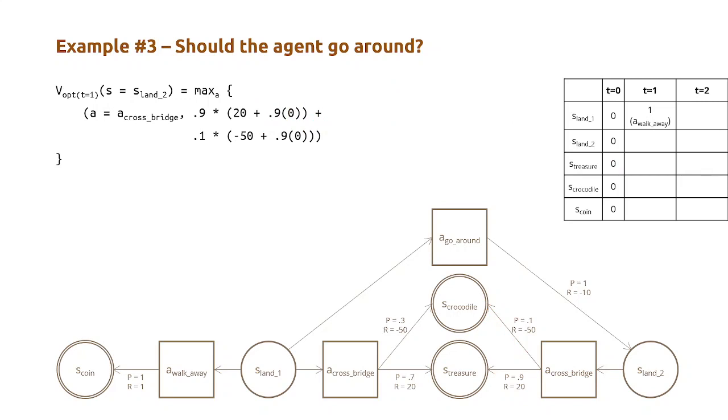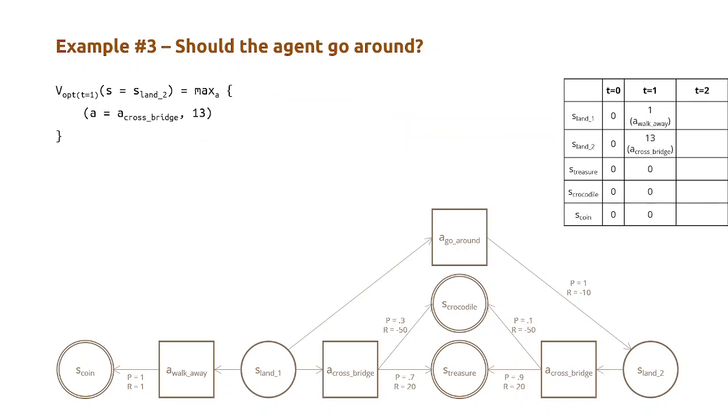Next slide. Okay, so that's correct. If we evaluate the equation, we get 13 for cross bridge. Next, we just set the values of S treasure, S crocodile, and S coin to 0 at t equals 1, because they are final states.